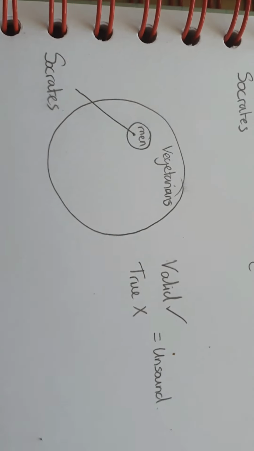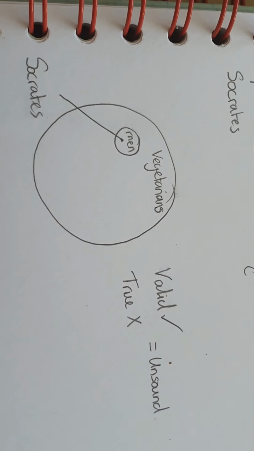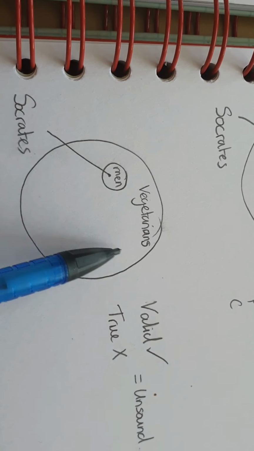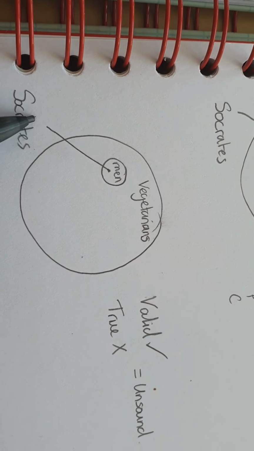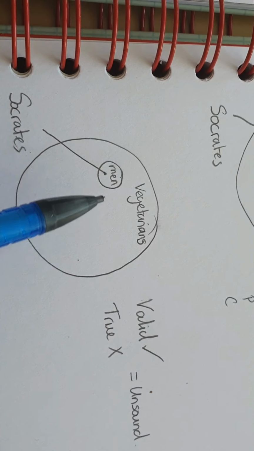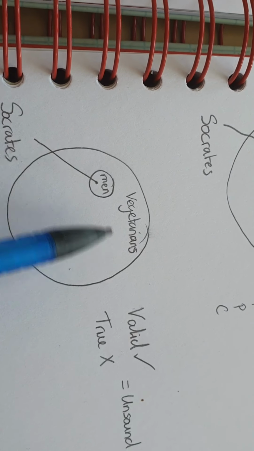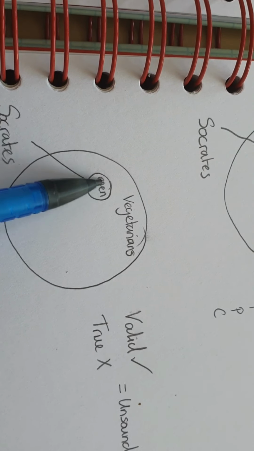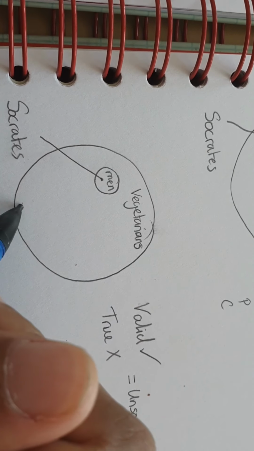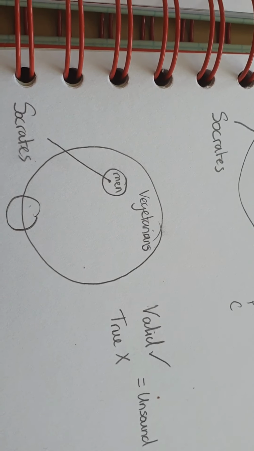One simple change: rather than the category of mortals, if we put vegetarians there instead, and we said that all men are vegetarians, Socrates is a man, therefore he is also a vegetarian. Well, we know for a fact that not all men are vegetarians. So we know for a fact that this should not be entirely inside there. There are some men who are, so perhaps it should be half in, half out, maybe even less than half in.